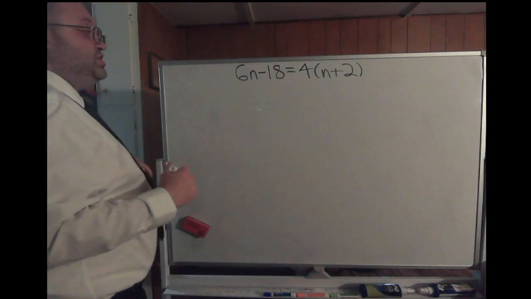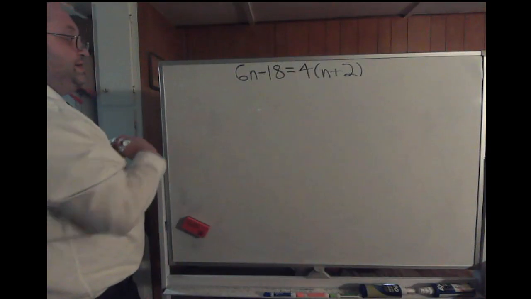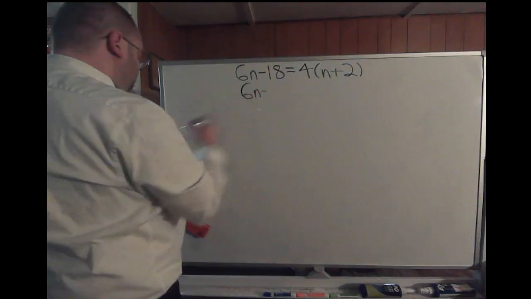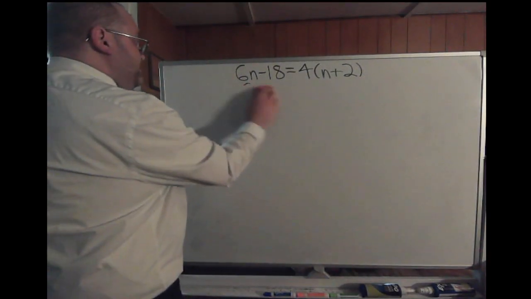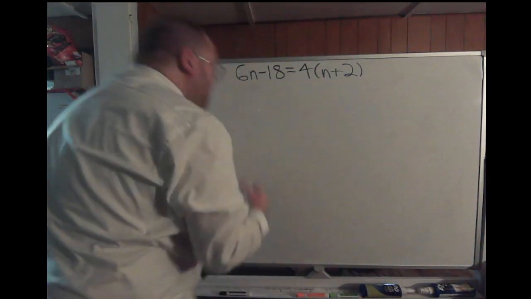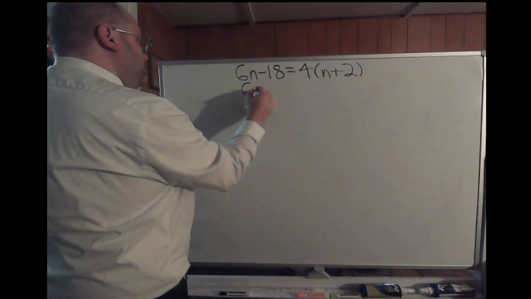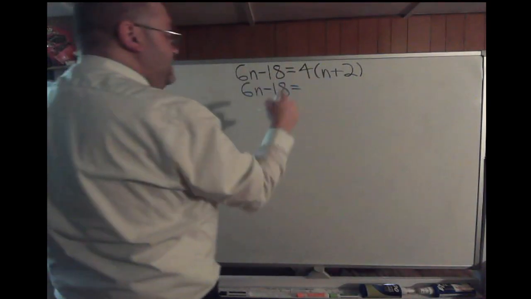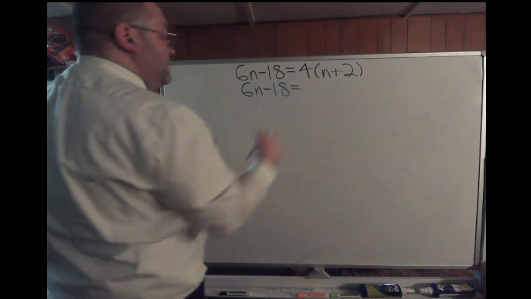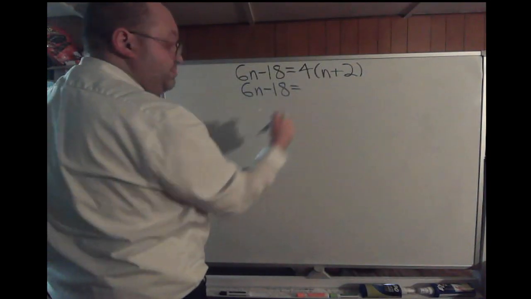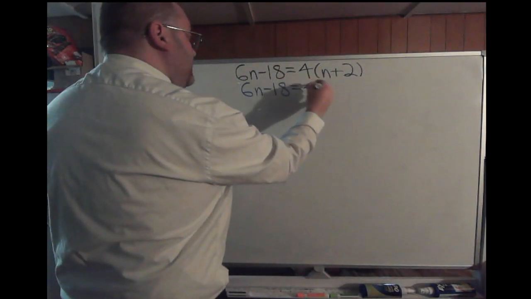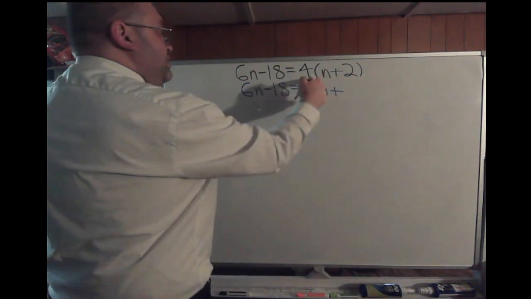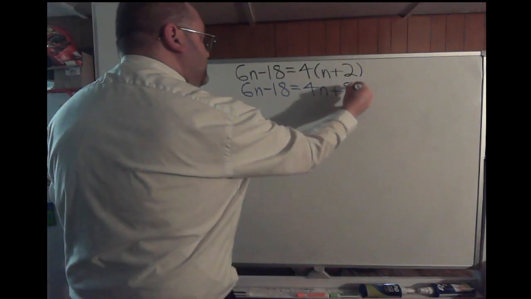Well, first thing I would do, you have a distributive property on your right-hand side. I would take care of that. Let's stick with writing the 6n minus 18 on the left-hand side. I'd like to use a different color for work on the problem. Alright, so we'll have 6n minus 18 on the left-hand side. Now let's do, on the right-hand side, you have 4 times the quantity of n plus 2. Let's do the distributive property. 4 times n, well, that's 4n. Then you have plus 4 times 2, well, that's 8.